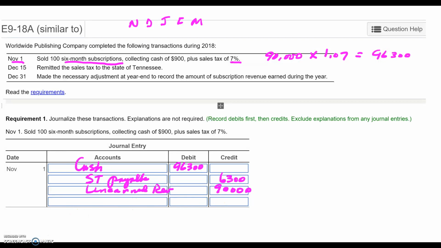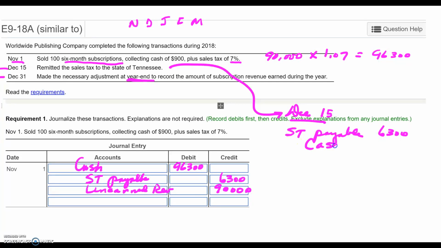Okay, so take a minute and tell me, do a little calculation, what entry are we going to make on December 15th and what entry are we going to make on December 31st to make the necessary year-end adjustment. This is the big one, the year-end, for the amount of subscription revenue earned. I'll be back to you. On December 15th, we're going to remit the amount of taxes to the state. So we're going to simply make an entry called sales tax payable. We're going to debit that, reverse that out, $6,300, and credit cash, $6,300. And we're going to, in effect, liquidate that liability for sales tax.